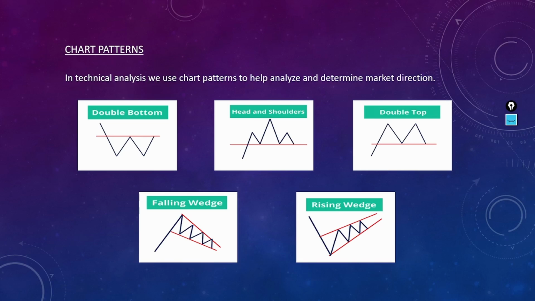Here we have the different types of chart patterns. In technical analysis, we use chart patterns to help analyze and determine market direction. Here we have a double top pattern located like so, where the price breaks, gives us a bottom, touches the resistance that it broke through, gives us another low, and then right there at the resistance we have a double top pattern. After double top patterns, you generally see sells.